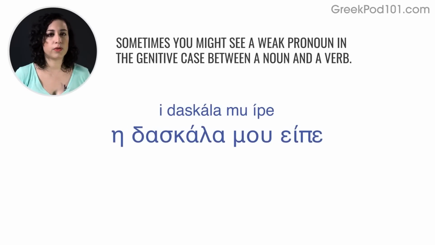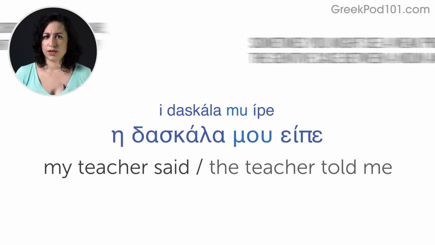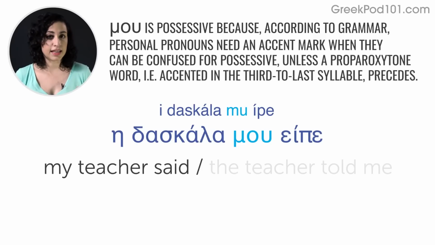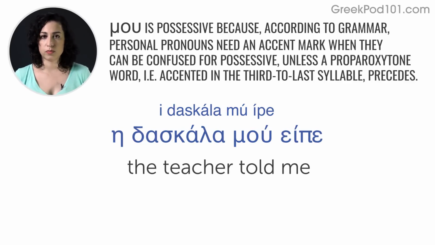Finally, we'll see what more you need to know in order not to confuse these two types of weak pronouns. Sometimes you might see a weak pronoun in the genitive case between a noun and a verb. For example, η δασκάλα μου είπε. So, is it my teacher said or the teacher told me? Well, μου here is possessive because, according to grammar, personal pronouns need an accent mark when they can be confused for possessive, unless a proparoxytone word, in other words, accented in the third to last syllable, precedes. So if we had η δασκάλα μού είπε, μού would then be personal, the teacher told me.